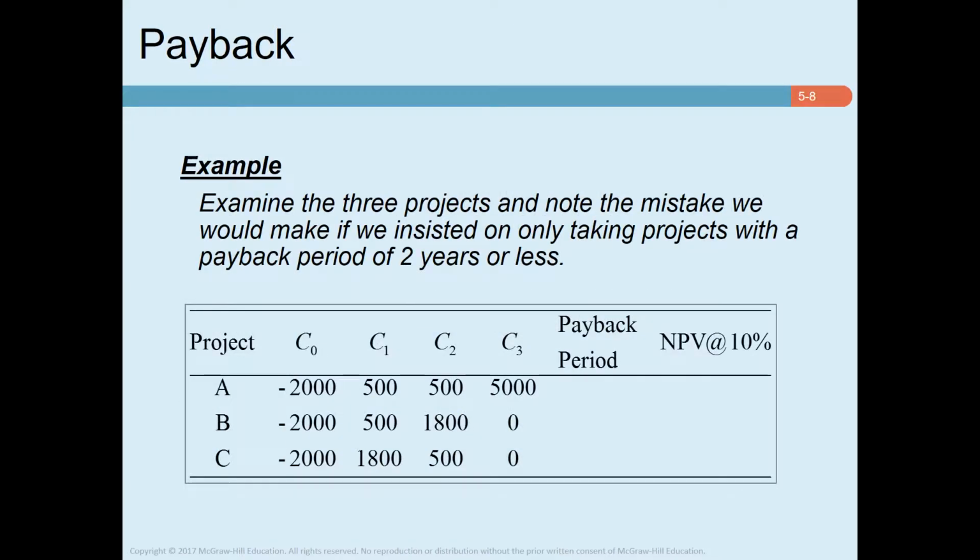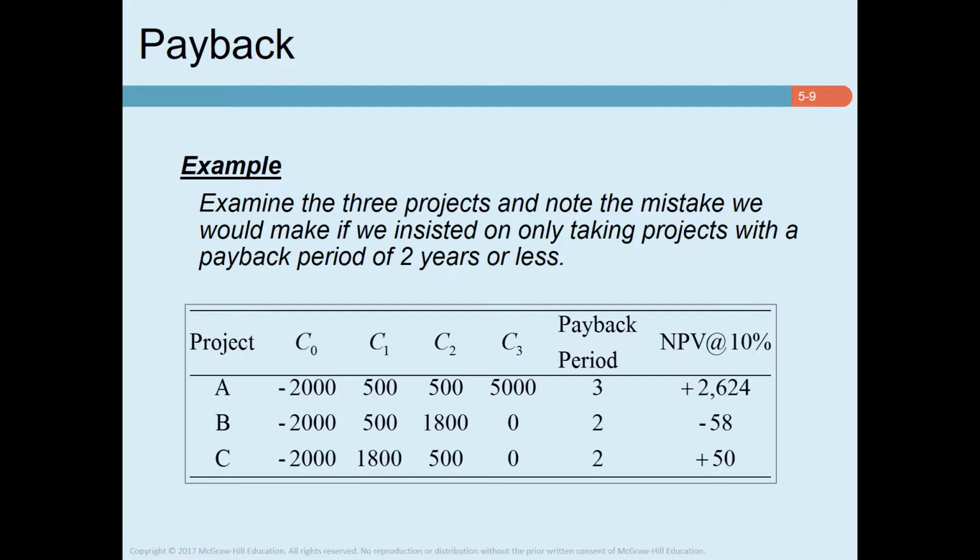Here we have a few examples. For example, project A has an initial investment of $2,000 and cash flows are $500 each in year 1 and year 2, and $5,000 in year 3. So you can see that $1,000 is recovered up to year 2, and the remaining $1,000 will be recovered in year 3. So the initial investment is recovered sometime in year 3. That's why the payback period for this project is 3 years.